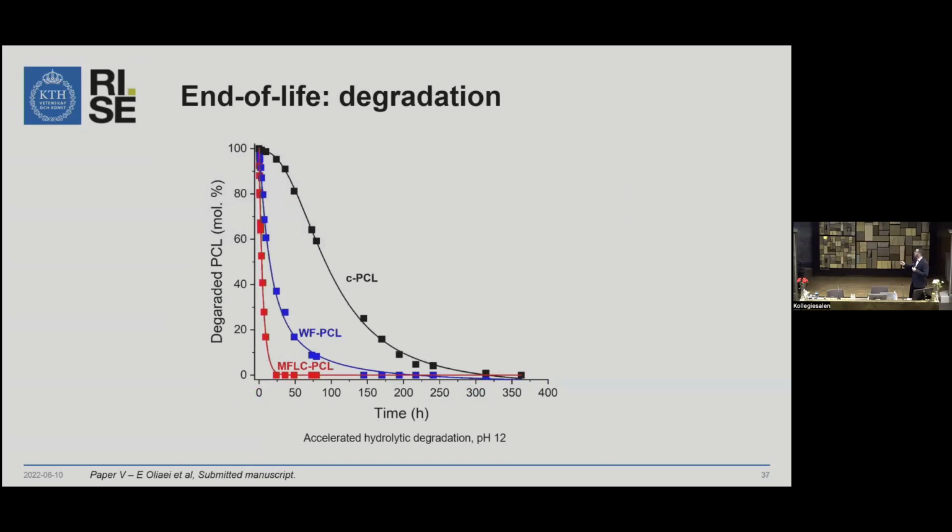We have also showed that this semi-crosslinked PCL we have created is degradable. We have tried accelerated hydrolytic degradation. And in this plot, you see that the degradation rate for the biocomposites is comparably much more than the neat polymer. This is related to absorption of the water and enhanced degradation. And this is much more for the MFLC, and this is because of providing higher surfaces and the provision of the water to the surfaces of the polycaprolactone.